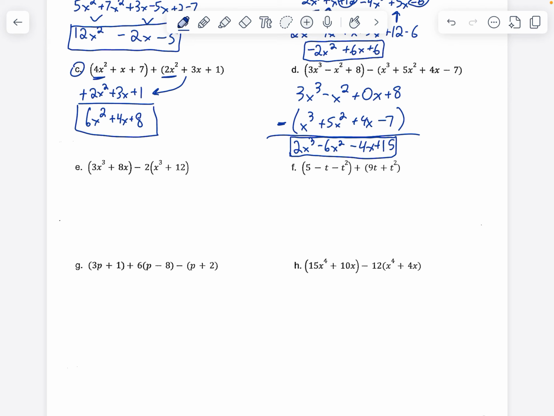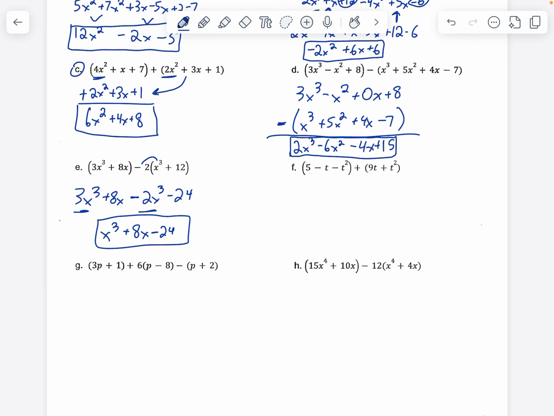There is something a little bit different going on in E, so pause the video, try it on your own, and then see if you got it correct. Hopefully you noticed what's different is we have to distribute not just the negative sign, but negative 2. So this would become negative 2x to the third and minus 24. When we combine our like terms, we'll have x to the third plus 8x minus 24 as our final answer. The 8x and the minus 24 both don't have like terms.